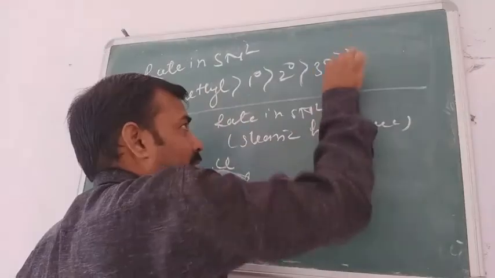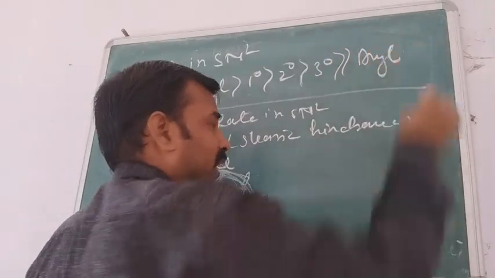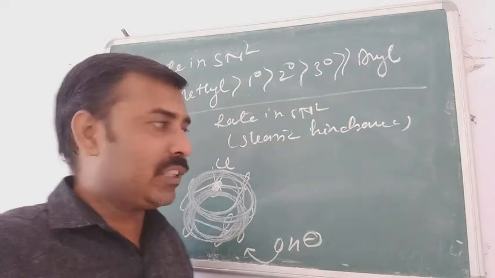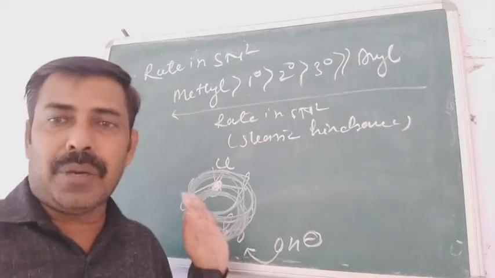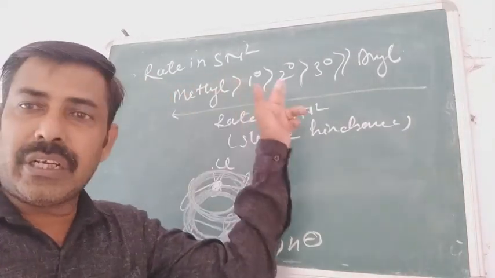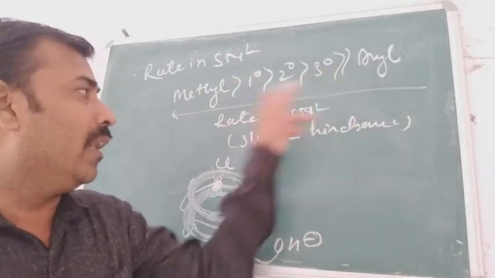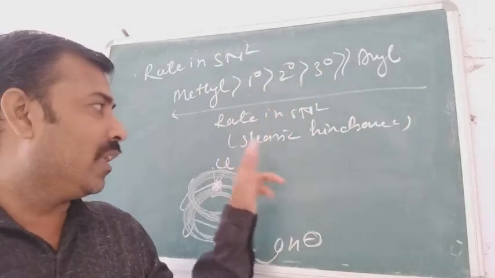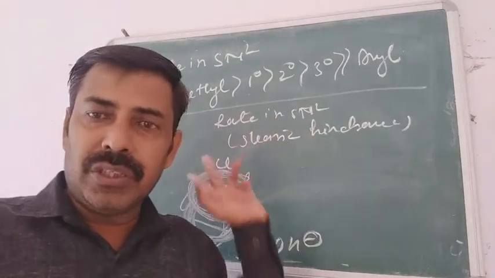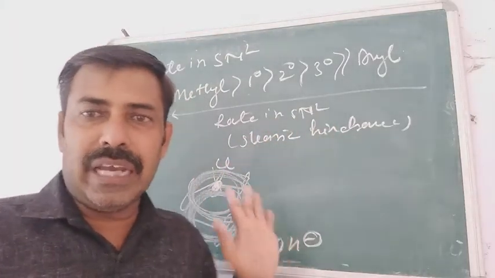So you can say the aryls are the slowest substances for the SN2 reaction. So this is the rate in the case of the SN2 reaction. The fastest is the methyl, then primary, then secondary, then tertiary, then aryl. For the SN2 reaction, we have discussed this on the basis of the steric hindrance. So this was the SN2 reaction.